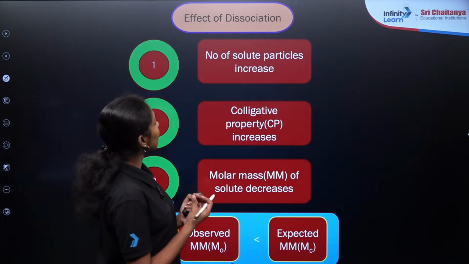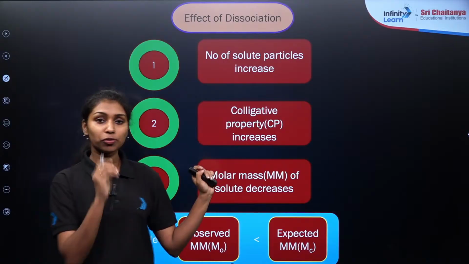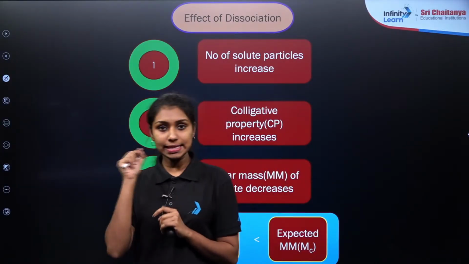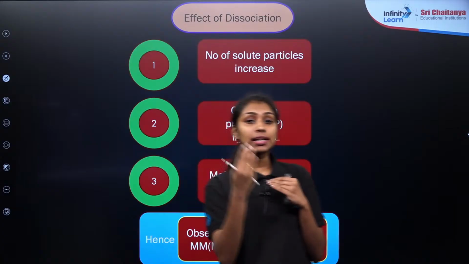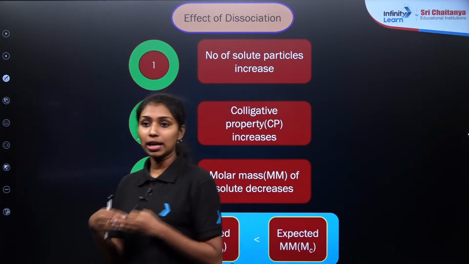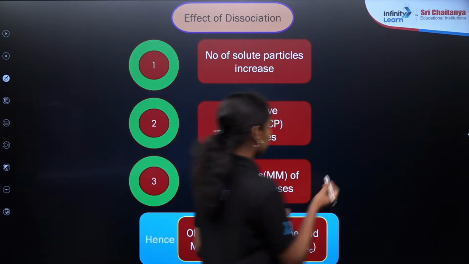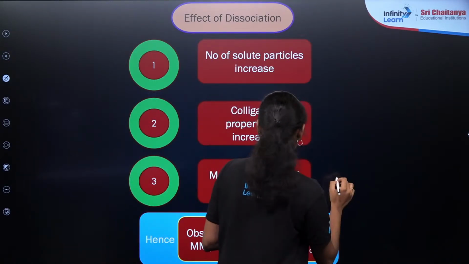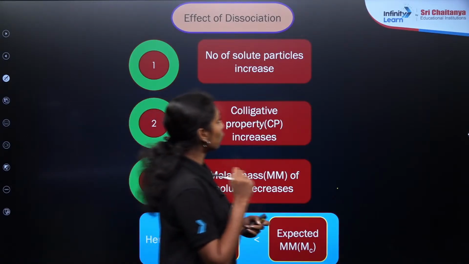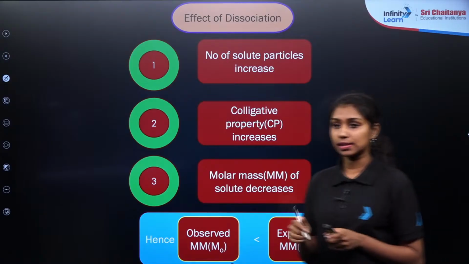So what will happen in the case of dissociation? The number of solute particles increases. For example, if you are taking 1 mole of KCl, you will get 2 moles of particles, K plus and Cl minus. The number of solute particles increases, so the colligative property also increases, but the molar mass decreases. Yes, the molar mass of the solute decreases. That is the case for the degree of dissociation of the solute particles.